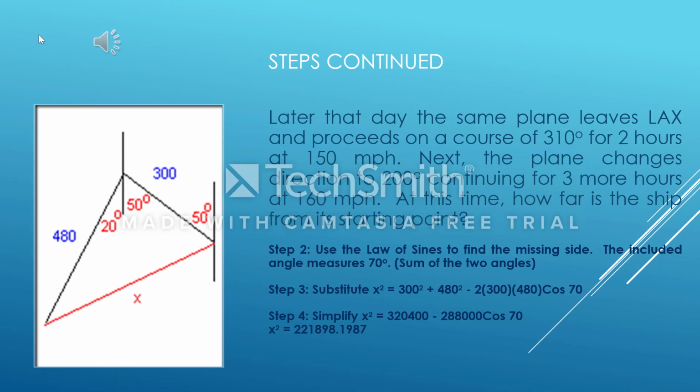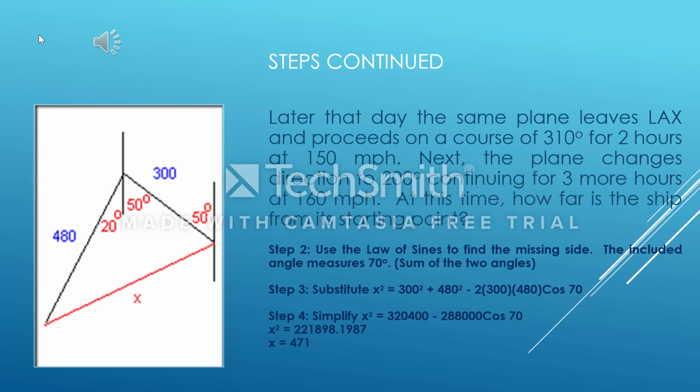Later that day, the same plane leaves LAX and proceeds on a course of 310 degrees for 2 hours at 150 miles per hour. Next, the plane changes direction to 200 degrees, continuing for 3 more hours at 160 miles per hour. At this time, how far is the plane from its starting point?